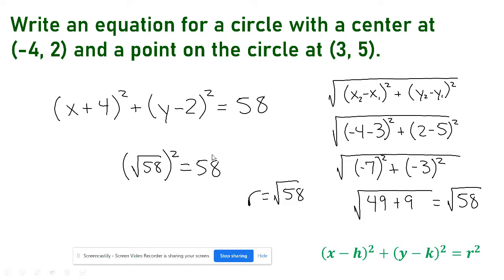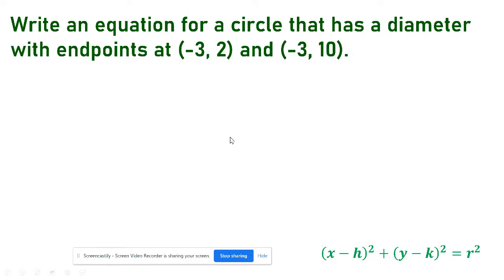All right, continuing here. Okay, we did one of these on the Nearpod as well. Write the equation for a circle that has a diameter with endpoints at -3, 2 and -3, 10. So here we don't have the center or the radius. We have to find both of them.